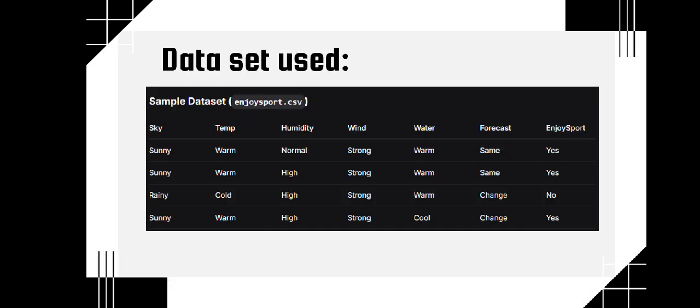For this experiment, we used the Enjoy Sport dataset. It contains attributes like sky, air temperature, humidity, wind, water, forecast. Each example is labeled as either yes or no, meaning whether the person enjoys the sport or not.